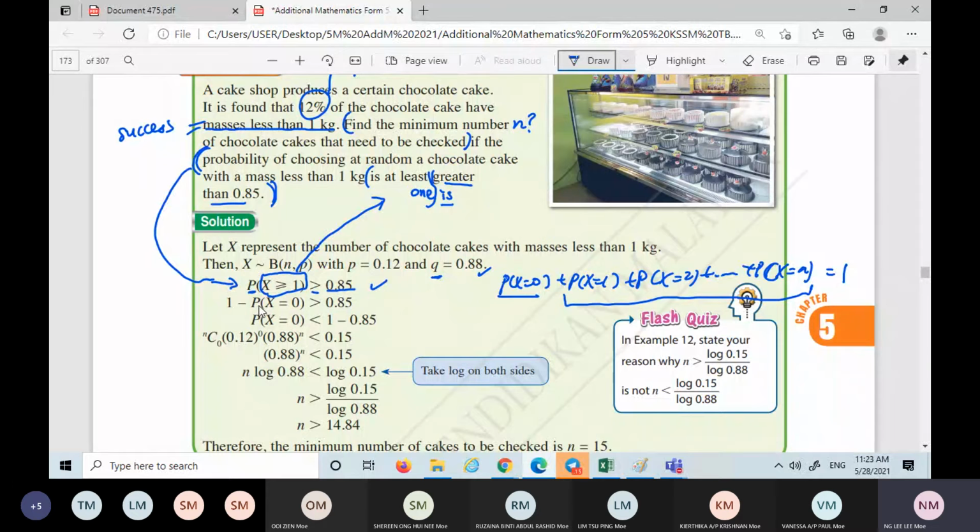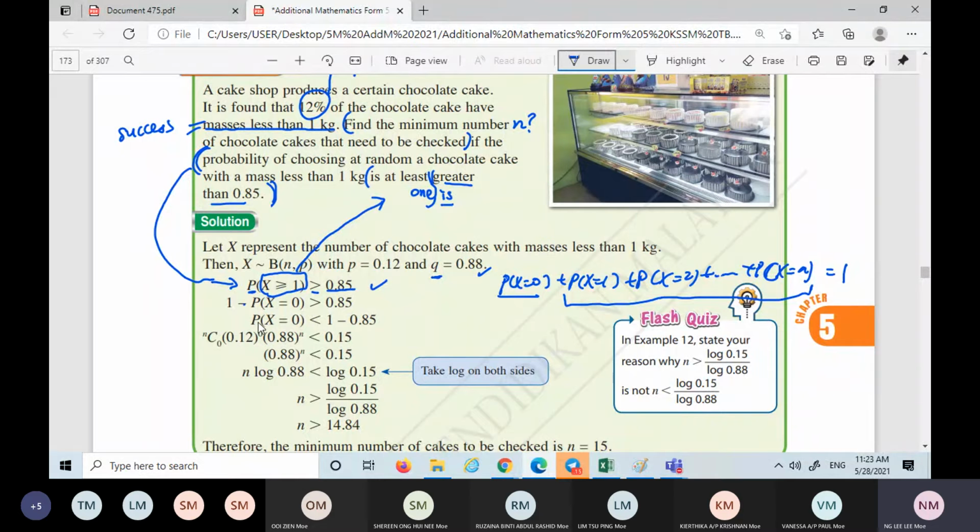Next step, why does the inequality change sign? It is because the minus P(x) equal to 0 moved to this side, so it becomes the smaller. Then the 0.85 comes to this side, so it becomes minus 0.85. Then 1 stays at the bigger side. Next, 1 minus 0.85 is 0.15.